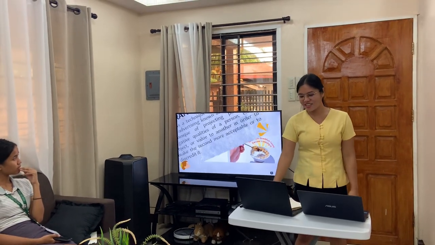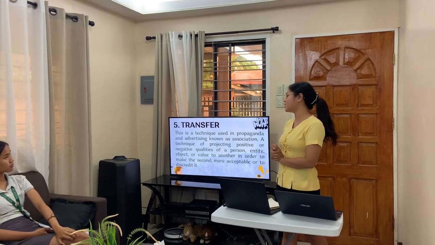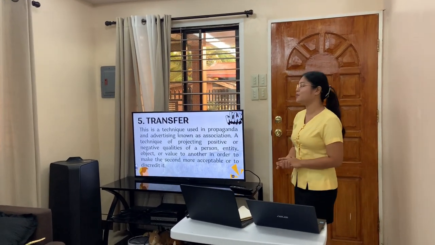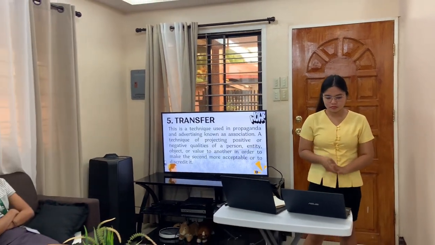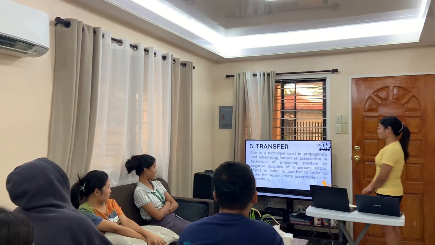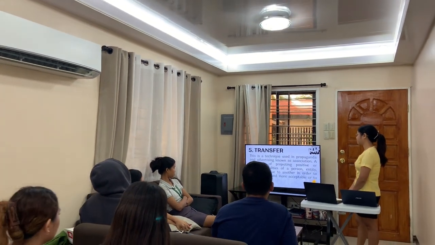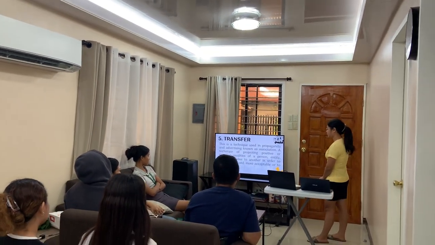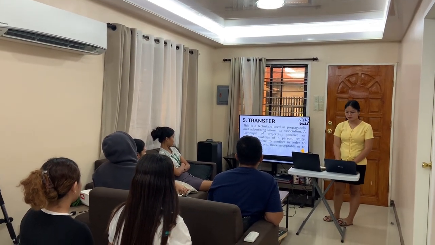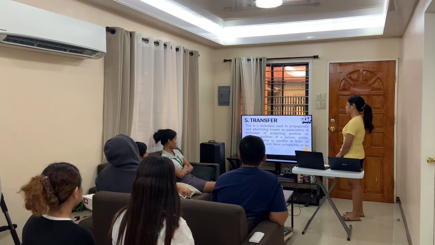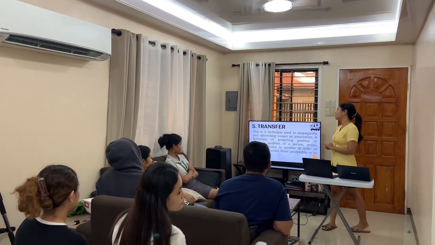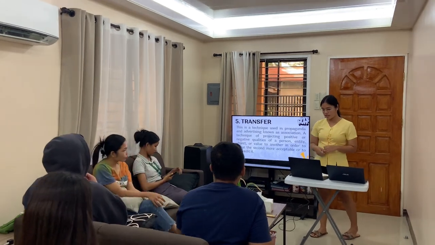All right. So the last common type of propaganda technique is transfer. Please read, everyone. This is a technique used in propaganda and advertising known as association. A technique of projecting positive or negative qualities of a person, entity, object, or value to another in order to make the second more acceptable. Thank you so much. So that is the transfer technique of propaganda.